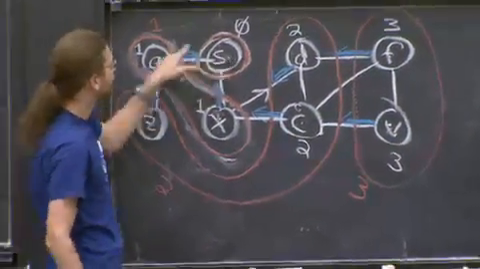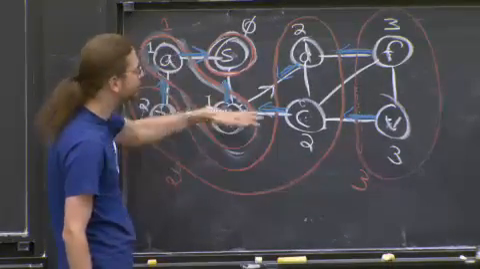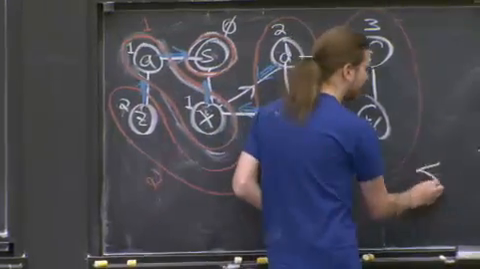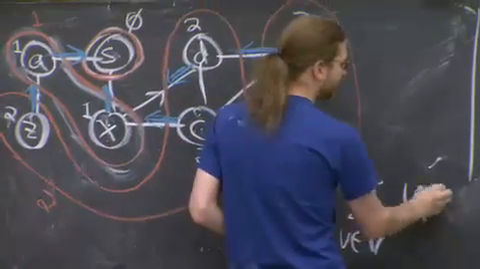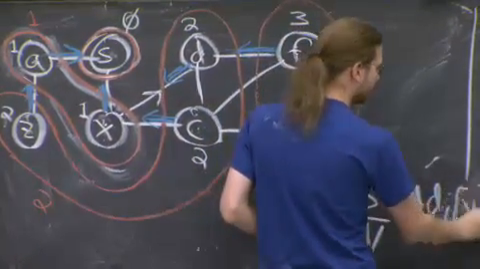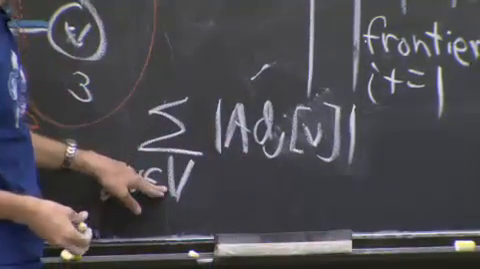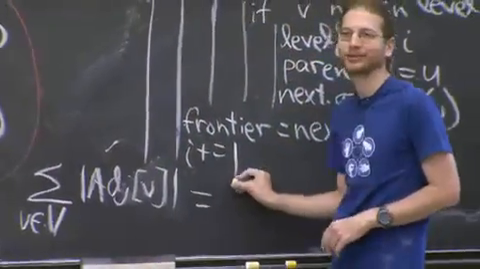So S gets added once, then we check all the neighbors of S. A gets added once, then we check all the neighbors of A. X, each of these guys gets added once. We check all the neighbors. So the total running time is going to be the sum over all vertices of the size of the adjacency list of V. So this is the number of neighbors that V has. And this is going to be, answer?